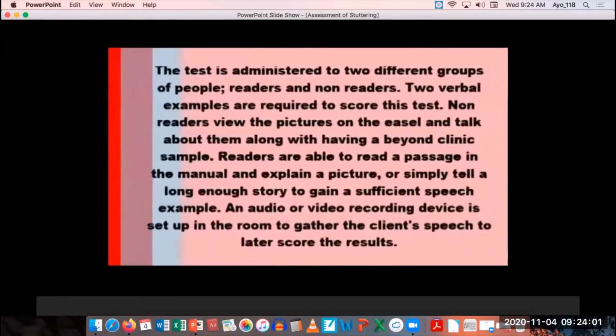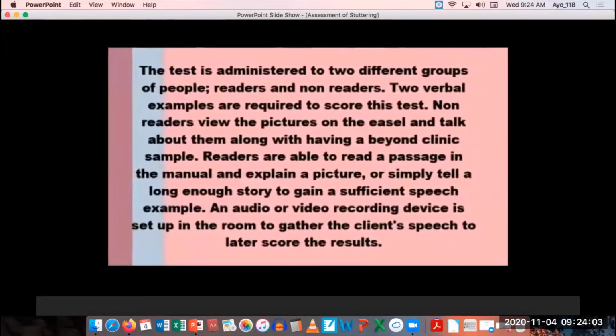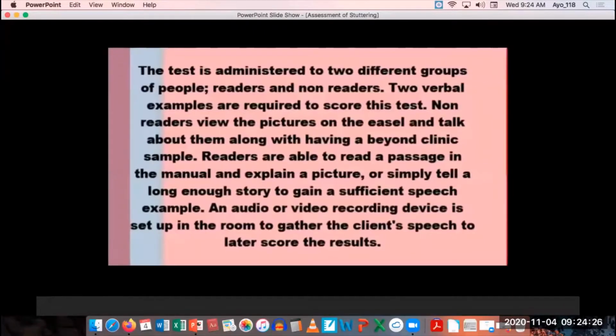The test is administered to two different groups of people, readers and non-readers. Two verbal examples are required to score this test. Non-readers see the pictures on the easel and talk about them, along with having a beyond clinic sample. Readers are able to read a passage in the manual and explain a picture or simply tell a long enough story to gain a sufficient speech example. An audio or video recording device is set up in the room to gather the client's speech to later score the result.